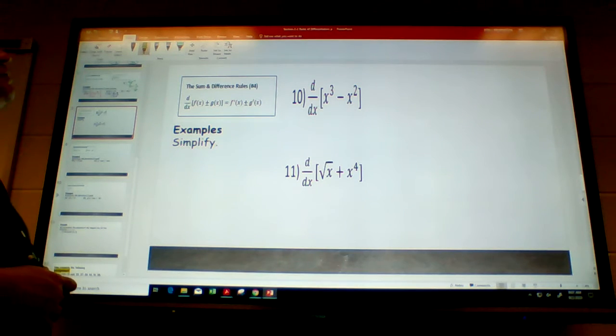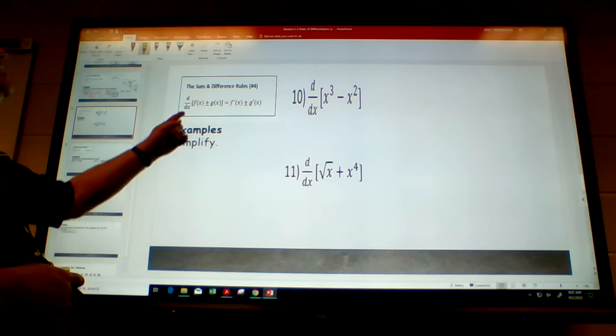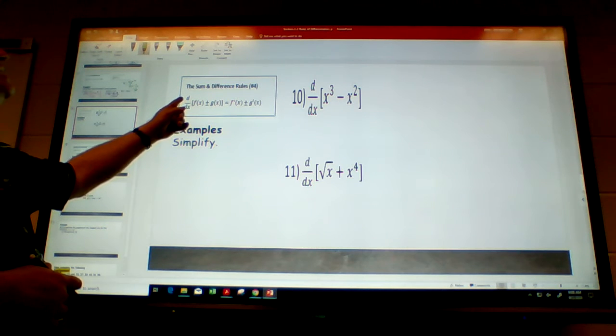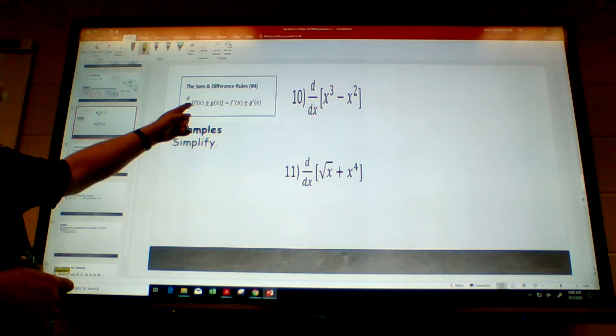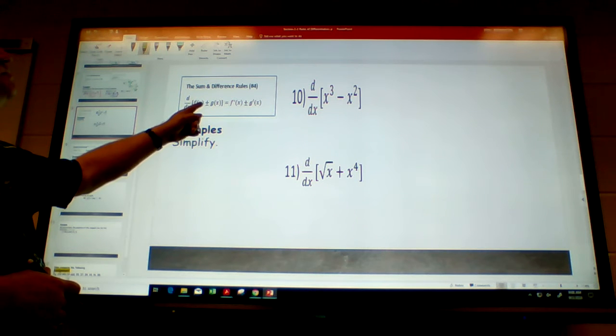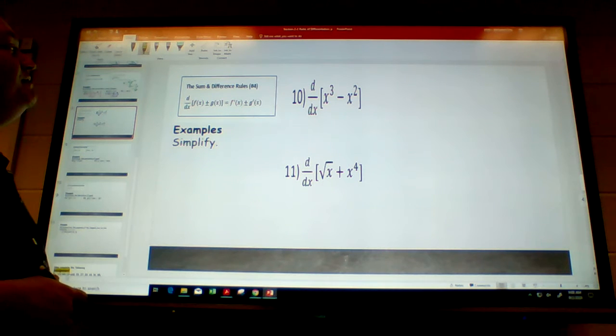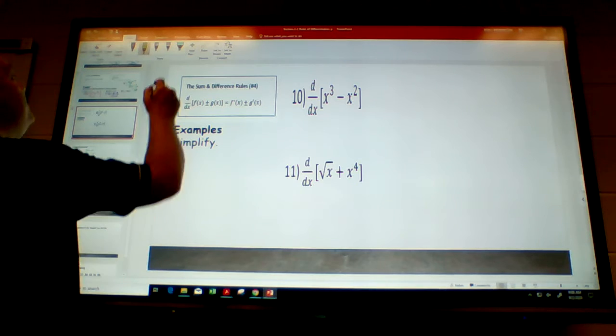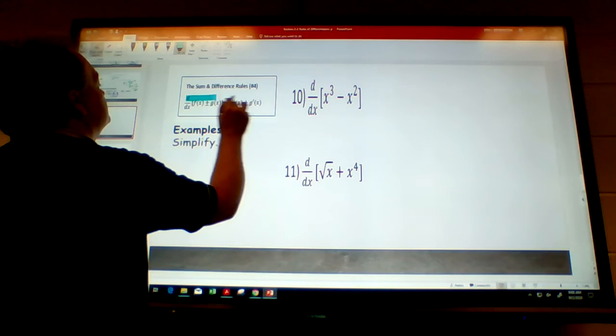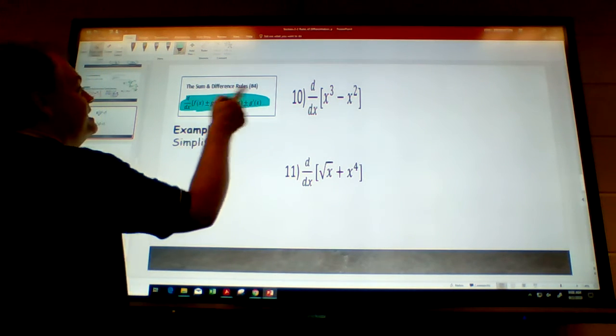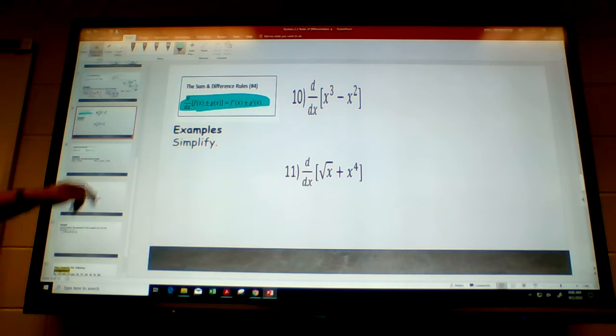the sum and difference rule. Basically, for the sum and difference rule, the derivative in terms of x of f of x plus or minus g of x is f prime of x plus or minus g prime of x. What does all that mean? I'll show you. Basically, you take each individual derivative and you're done.